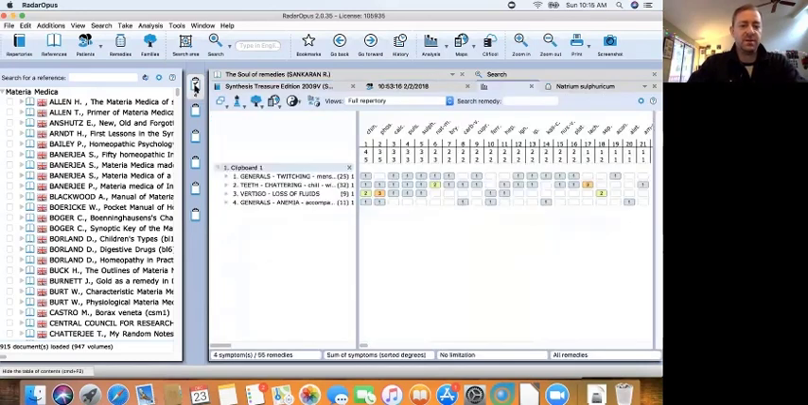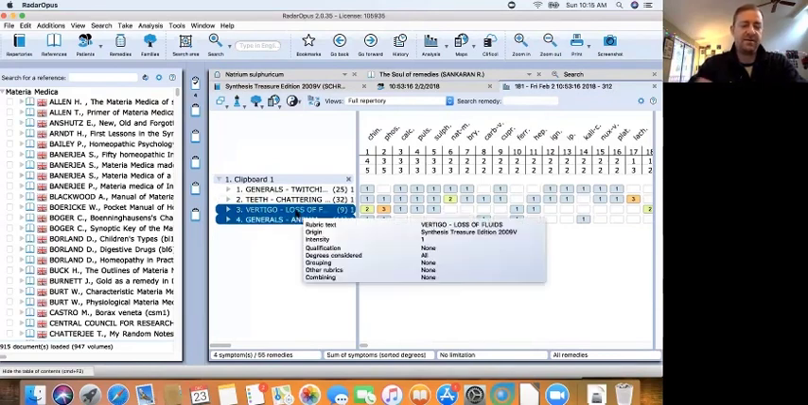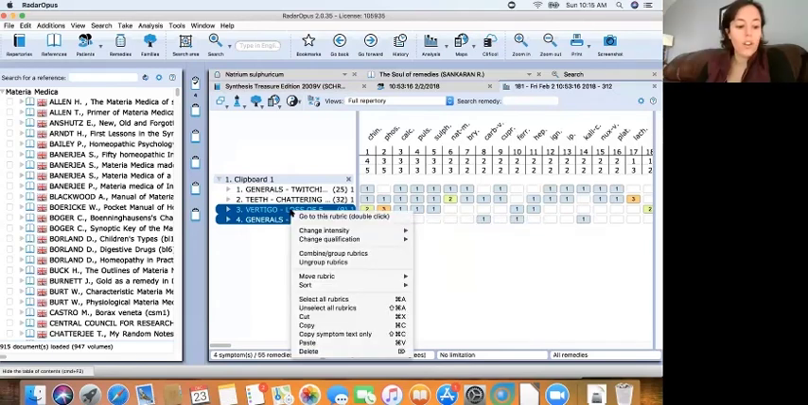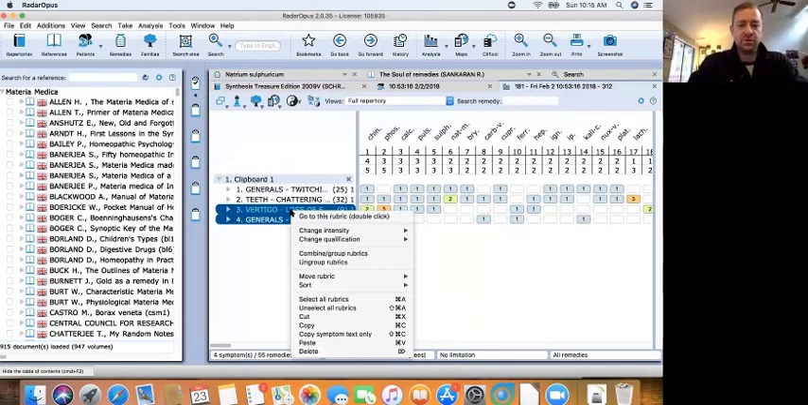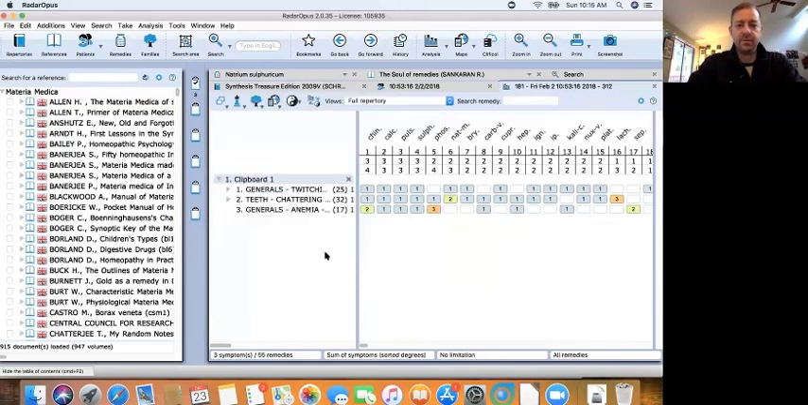So in this case, what I'm going to do is go to the clipboard, loss of fluid, generals anemia, press. So I'm highlighting these with the command. I have a Mac. It might be a little bit different for PC. Yeah, it's just control with the PC. So I go to control and it opens up this clipboard, and then I want to create a new rubric and combine. Okay.